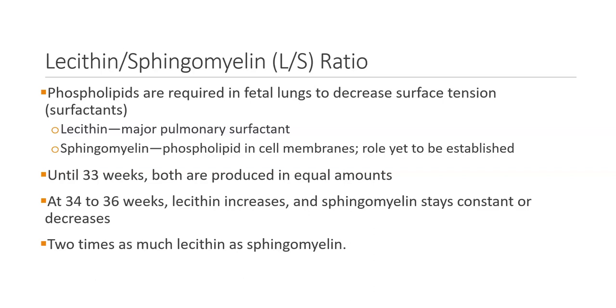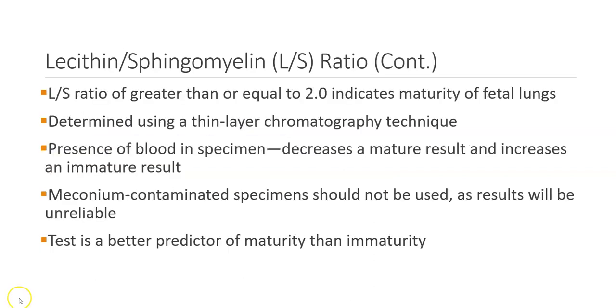And the reason for doing these tests, once a baby's lungs are deemed mature, then an early delivery can be performed. An LS ratio of greater than or equal to 2.0 indicates maturity of fetal lungs. This is determined using a thin layer chromatography technique.